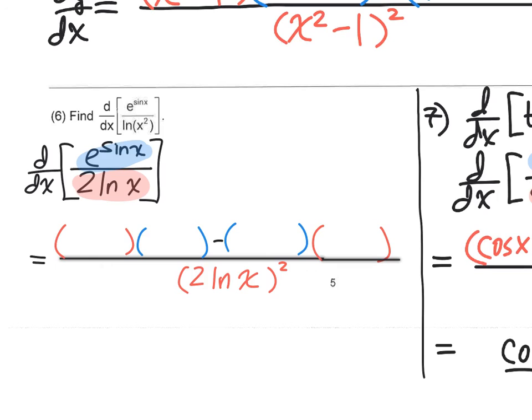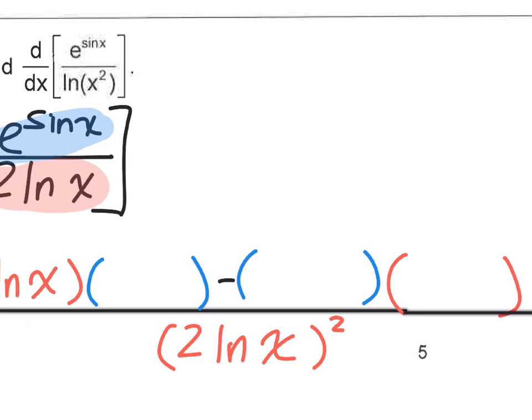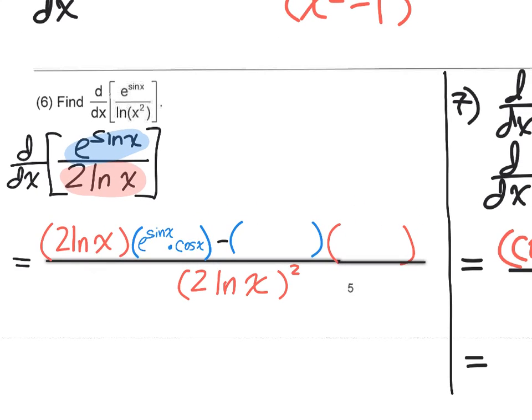All right, so low, 2 ln of x, d high. For exponential e, we rewrite e to the sine of x, but then we multiply by the derivative of the exponent, which is what? Cosine of x. Hopefully we're at the point now where we're very comfortable with the derivatives of sine and cosine.